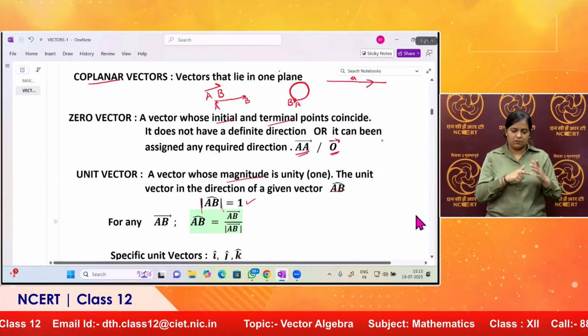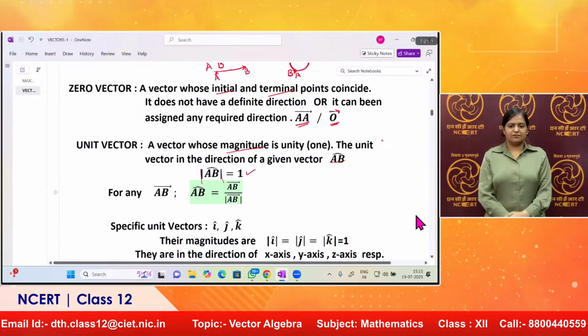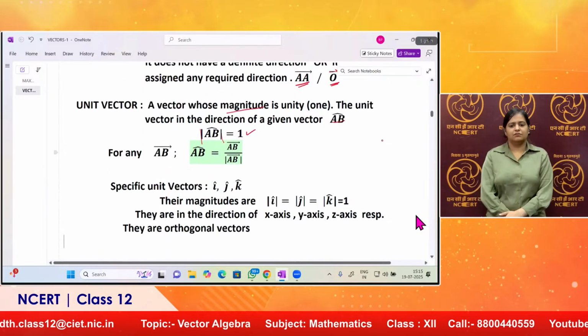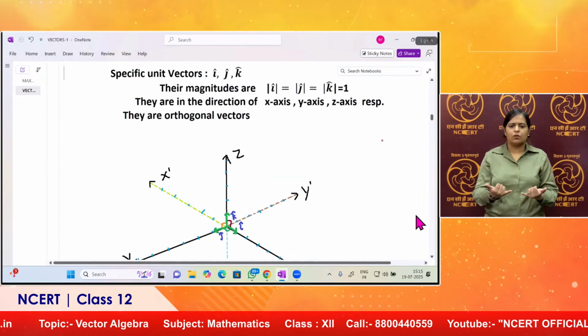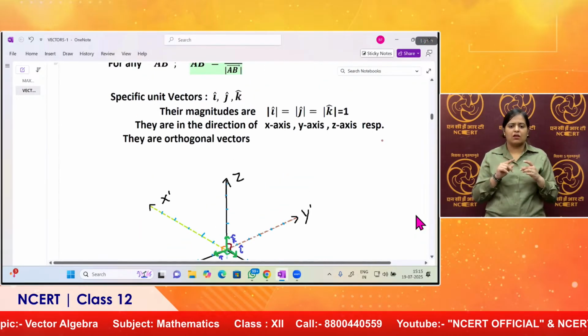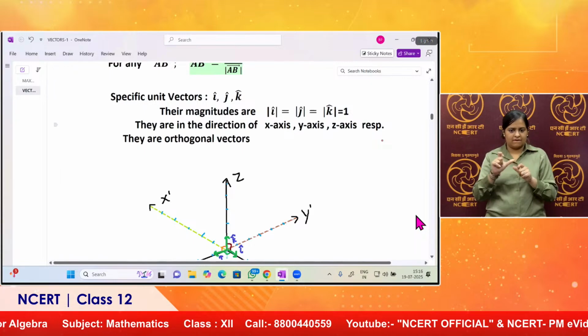Okay? Now here, this will be explained. I'll explain that clearly with the following examples and all. Now here, we have specific unit vectors, which are represented as i, j, k.